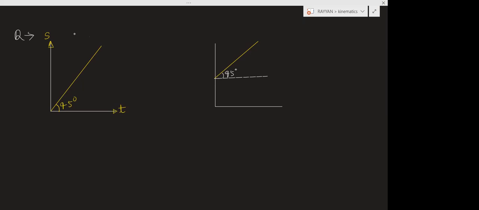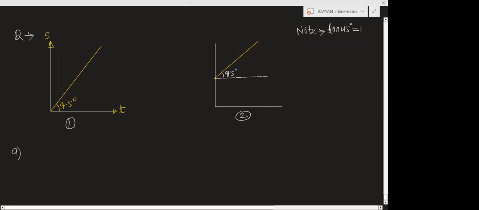And remember, I am writing here: tan 45 degrees is equal to 1. This is graph number 1, and this is graph number 2. Four options are given, and you have to find the correct option.